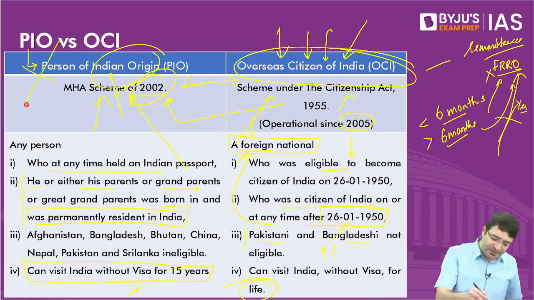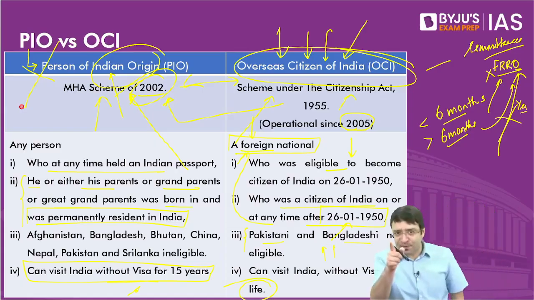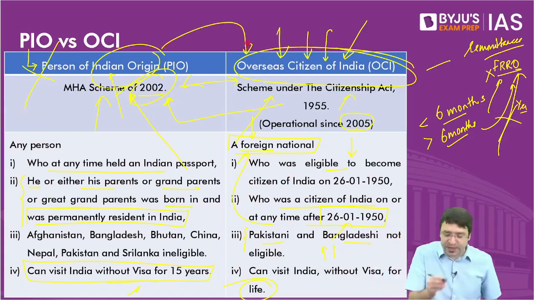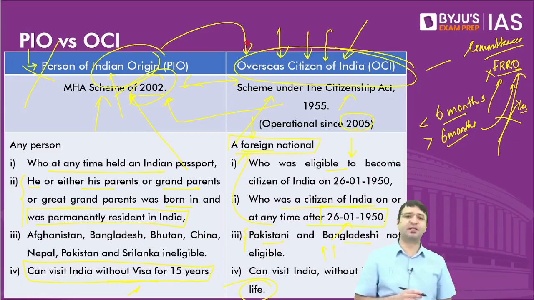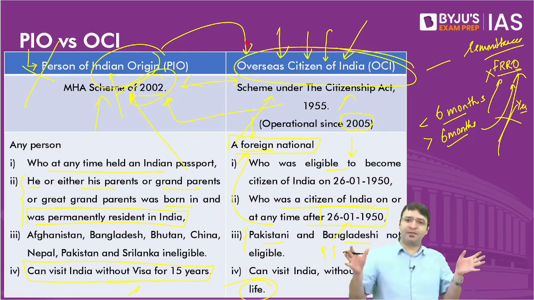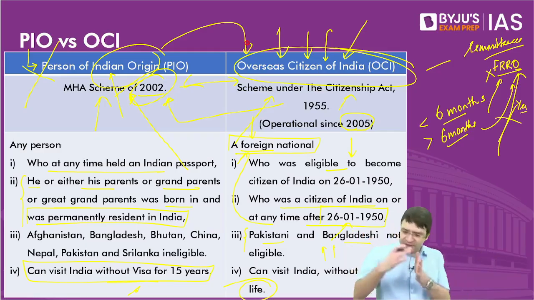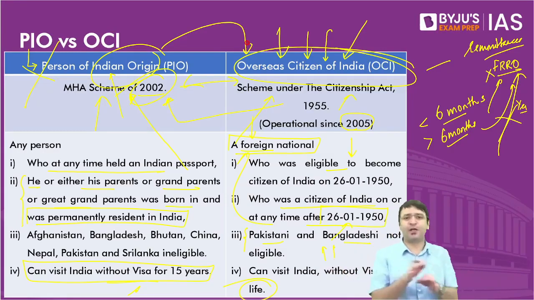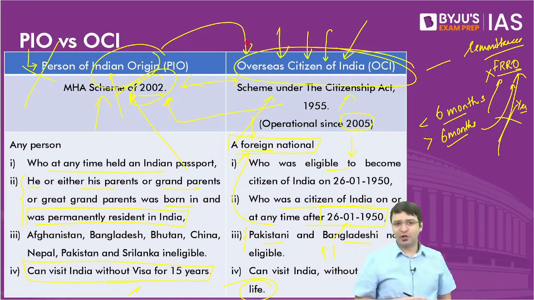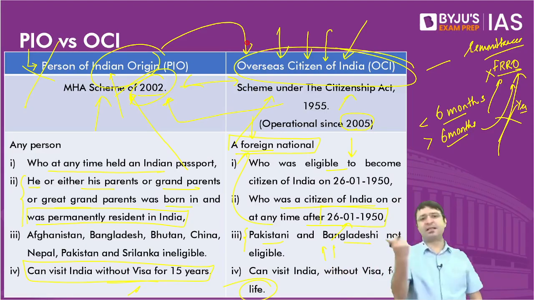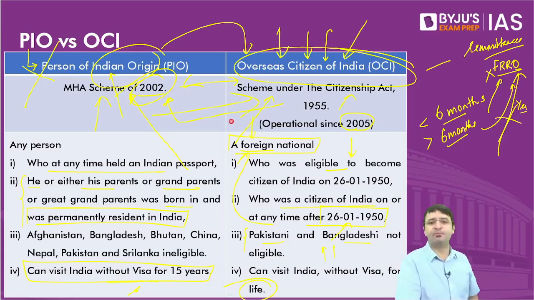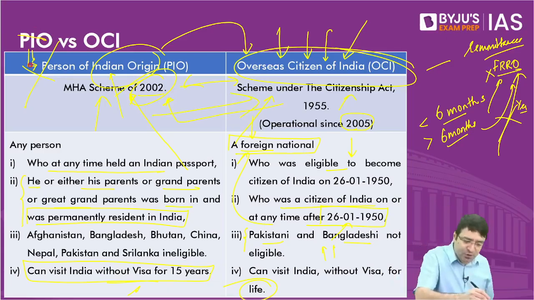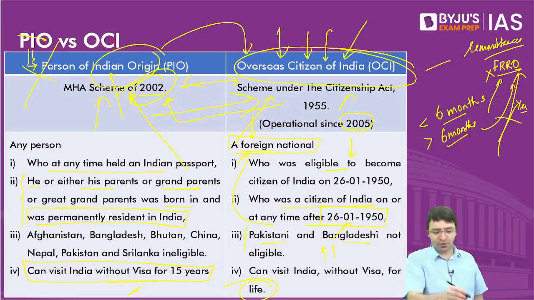PIO scheme will be discarded. If you have the PIO card, you can convert it into an OCI card, Overseas Citizen of India card. And now you can come to India without any visa for life. Whether your stay is for 6 months, less than 6 months or more than 6 months, doesn't matter. You don't have to report to the police. So we are making your entry and exit from India as seamless as possible. For that, these two schemes are merged. Now we don't have a PIO scheme. There is only one scheme known as OCI.